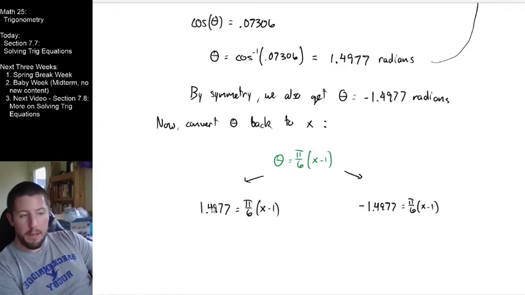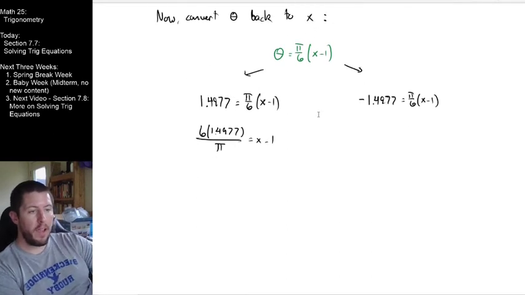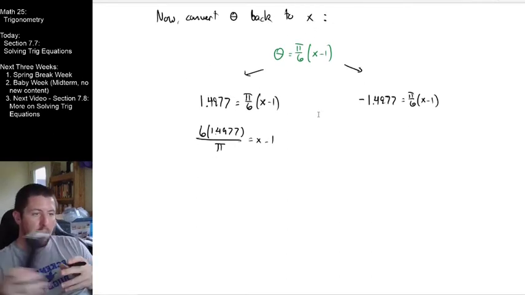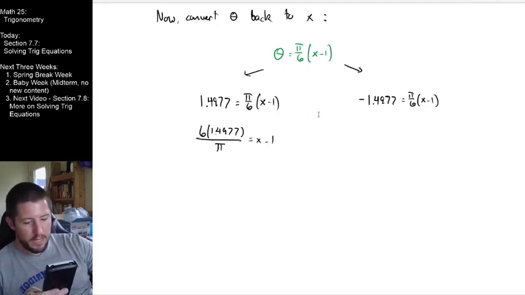Over here, I'm going to multiply by 6 and divide by pi. And I'm going to go ahead and add 1 to that quantity right here. And so let me go to my calculator and do this. I got 1.4977 times 6 divided by pi. That's going to give me 2.86, very close to 2.86 basically.